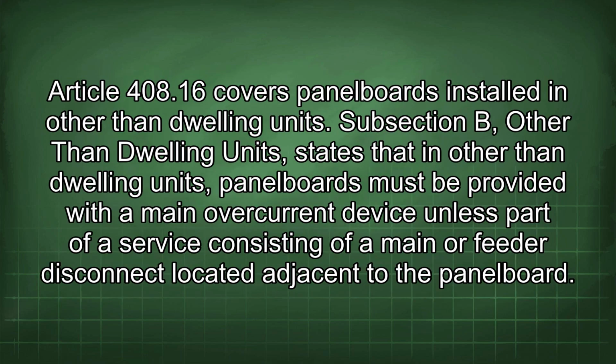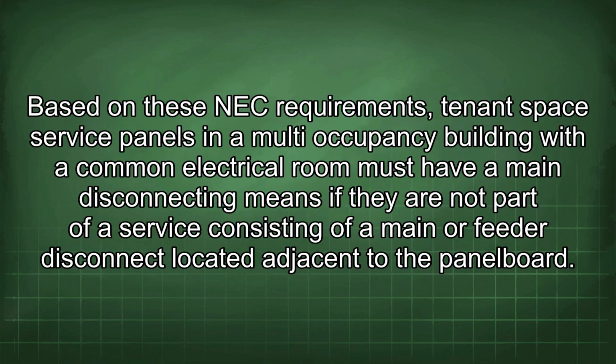Article 408.16 covers panel boards installed in other than dwelling units. Subsection B, Other than dwelling units, states that in other than dwelling units, panel boards must be provided with a main overcurrent device unless part of a service consisting of a main or feeder disconnect located adjacent to the panel board. Based on these NEC requirements, tenant space service panels in a multi-occupancy building with a common electrical room must have a main disconnecting means if they are not part of a service consisting of a main or feeder disconnect located adjacent to the panel board.